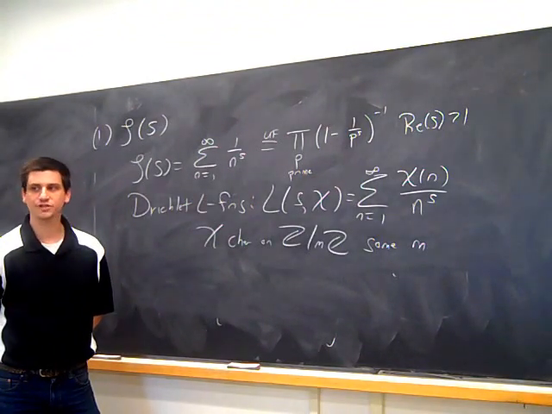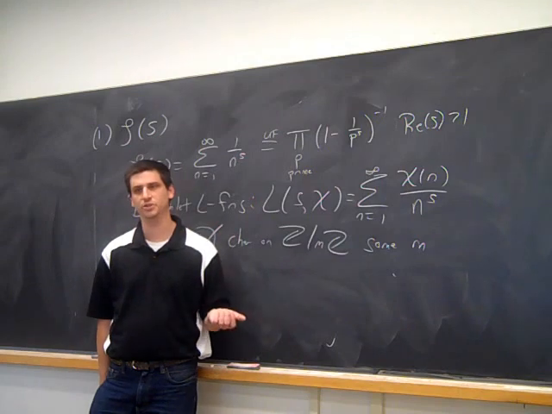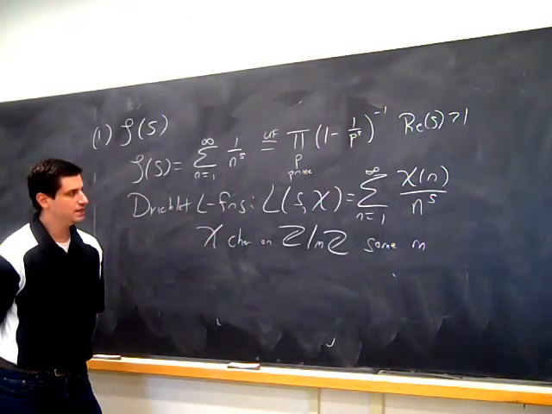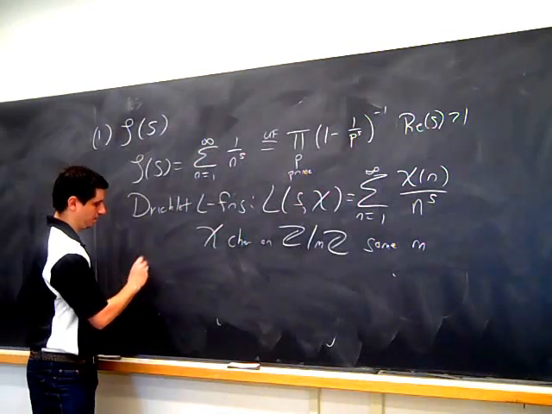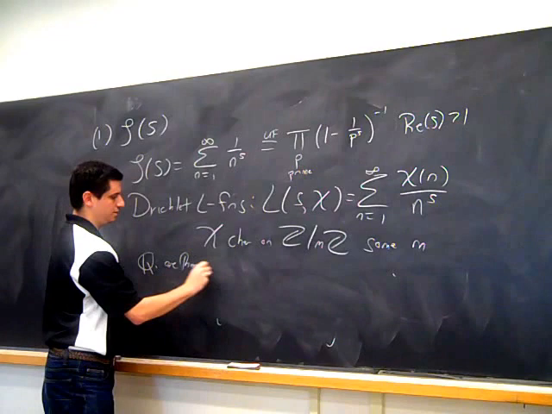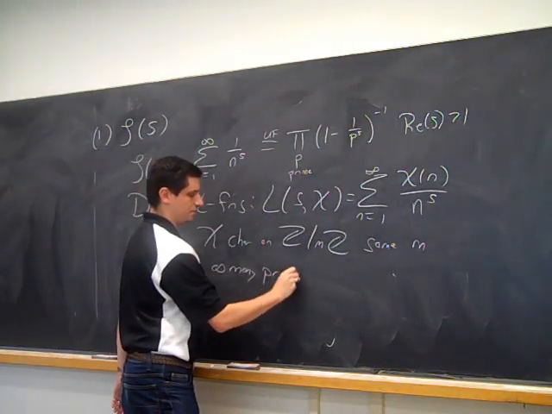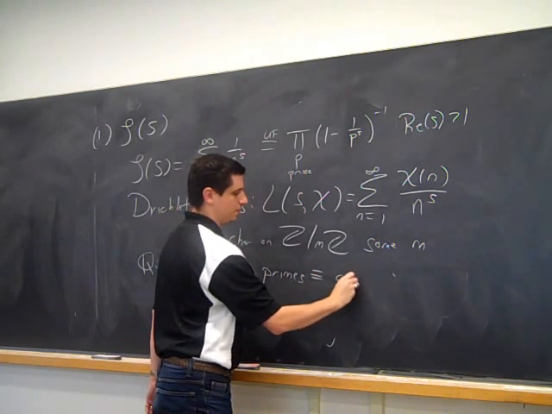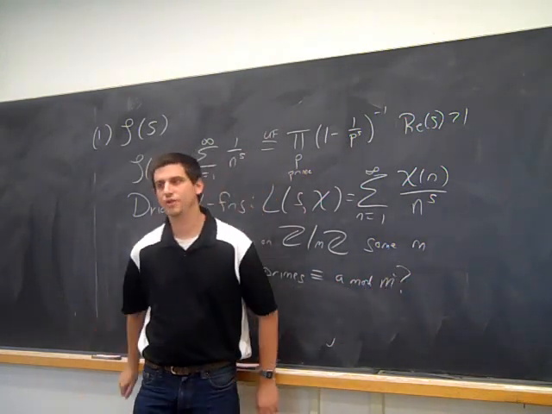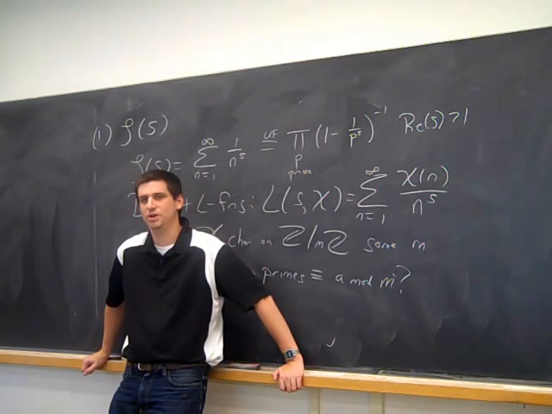And you can build an L function like this. This will also have an Euler product. This will also have an analytic continuation. And the reason we care about these ones is, let's say you have the following question. Are there infinitely many primes congruent to a mod m? So if I give you any a and m, must there be infinitely many primes congruent to a mod m?